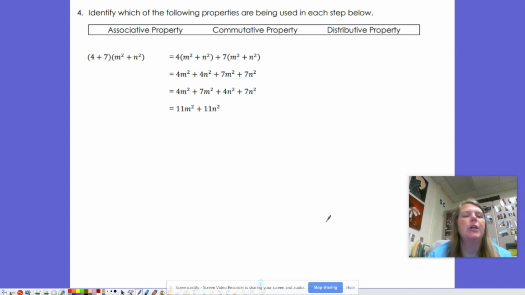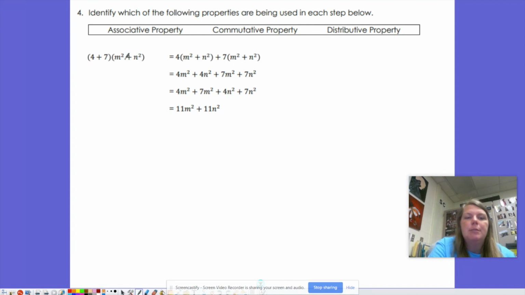Guys, so we're going to go ahead and start on section 1, topic 4, and this topic is dealing with the associative and commutative properties and a little bit of distributive properties. So one of the problems I want to go over is number 4. It wants us to identify what's happening in each step, which property.